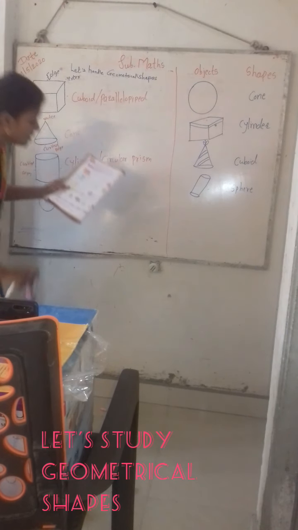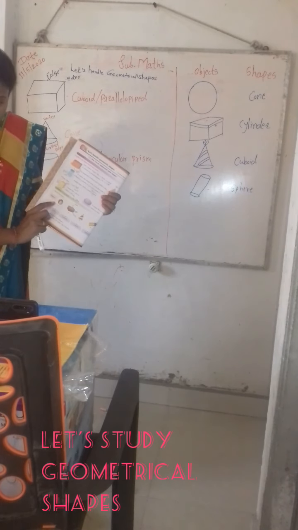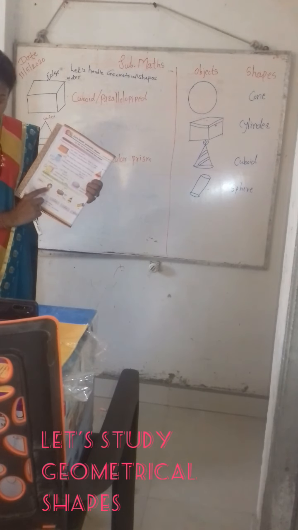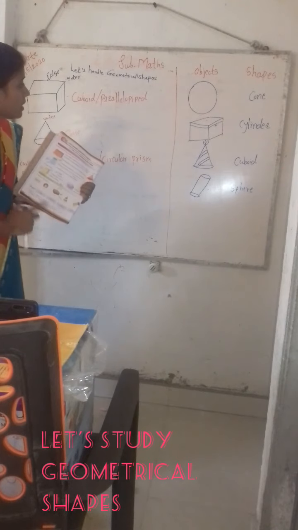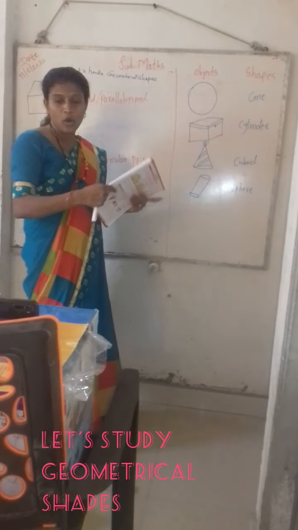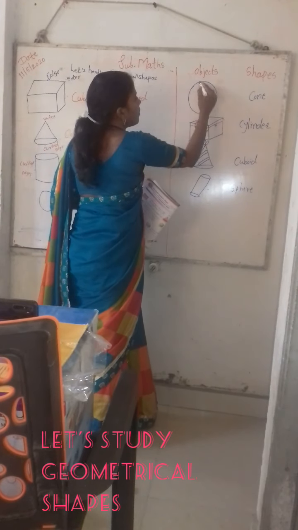See here, our first shape is ball. Can you tell me what we can call this shape? I have written here, it is a ball. You can see it is shaped like a ball.